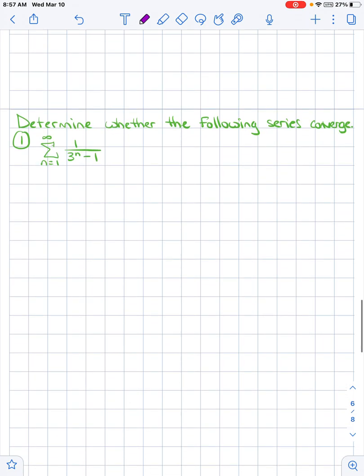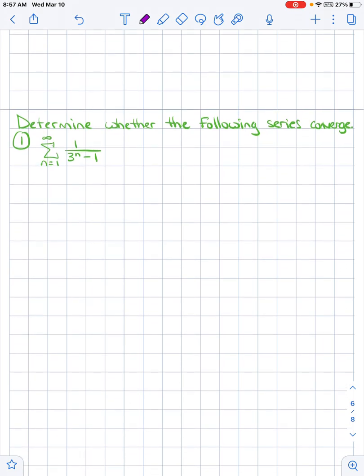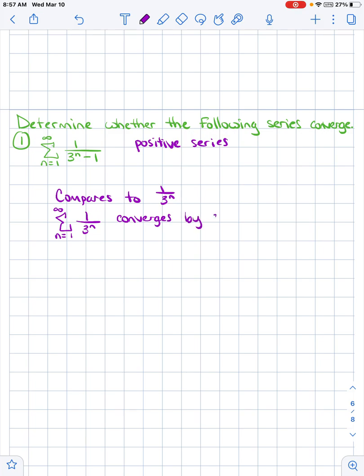So let's go back to the example we ended the last video with. That's the 1 over 3 to the n minus 1. We're still going to use everything that we did before. We still know that this is a positive series. We are still going to compare this to 1 over 3 to the n. And we still know that this 1 over 3 to the n converges because of the geometric series test.